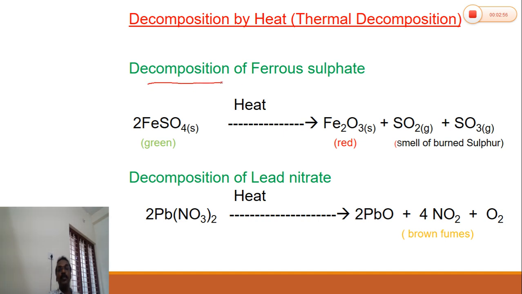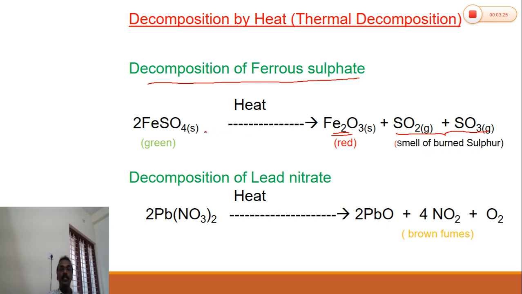Example, ferrous sulfate. Take ferrous sulfate in a test tube. On heating, we can see the green color. Ferrous sulfate is green in color. Green color changes to reddish brown color, and this is converted to a solid. And at the same time, we get the smell of burnt sulfur. Two gases are formed there, sulfur dioxide and sulfur trioxide, SO2 and SO3. They have the smell of burnt sulfur.